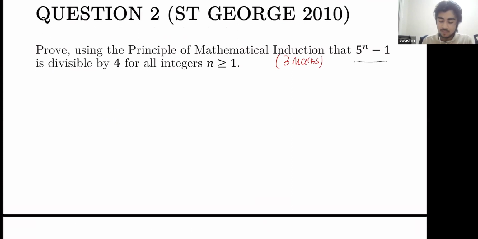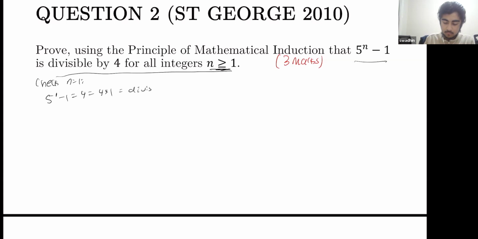So you want to prove that this is divisible by 4 for all integers n greater than or equal to 1. The smallest number we can prove for is n is equal to 1. So we want to check that it's true for n is equal to 1. And we see that it actually is true for n is equal to 1. 4 times 1 is 4.